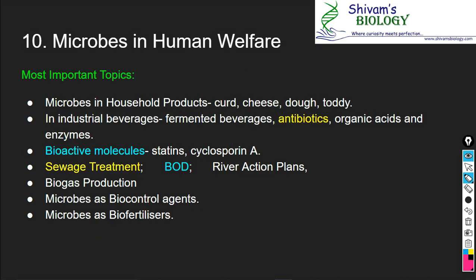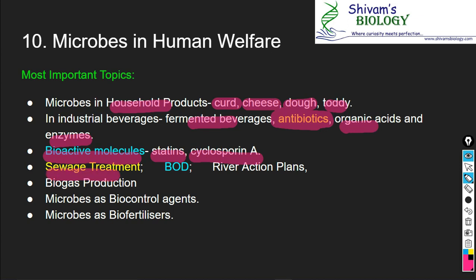In this chapter, microbes in human welfare, the most important topics are microbes in household products like curd, cheese, dough, toddy, etc. In industrial products like fermented beverages, antibiotics, it's important. Organic acids and enzymes, the use of microbes in these products is important. Bioactive molecules, very important for NEET and board examinations. Statin and cyclosporin A, you should be familiar with these molecules and their uses.